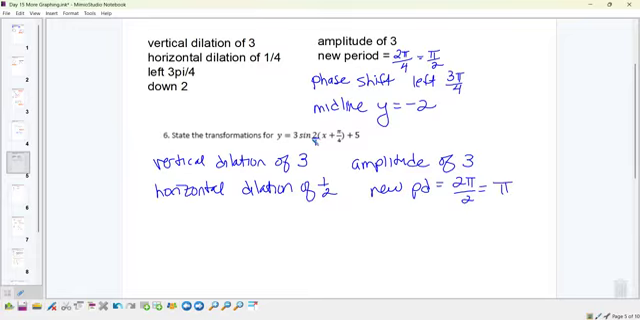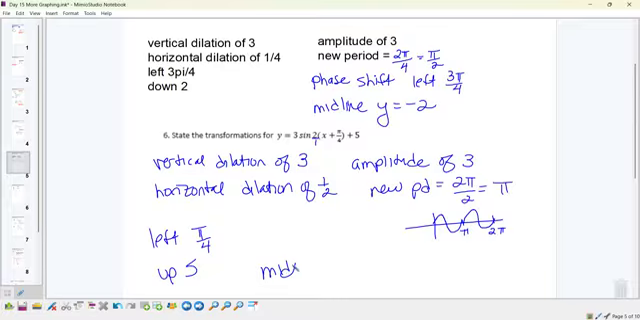That means we had 2 waves where we would normally have 1. So if the period is pi, we're going to get 2 sine waves where we would normally just have 1. The plus pi over 4 is left pi over 4. That's a phase shift to the left. And then up 5 is a midline at y equals 5.